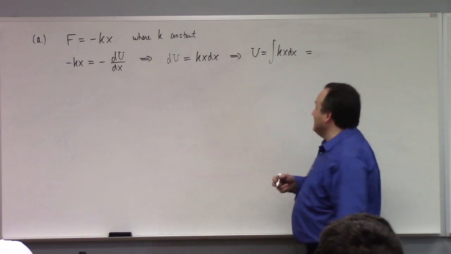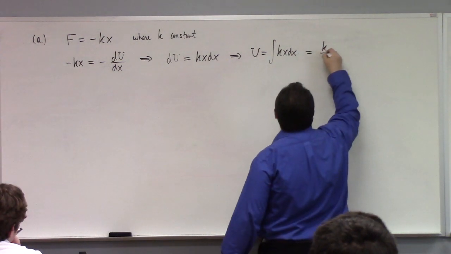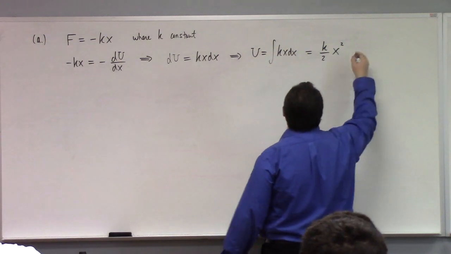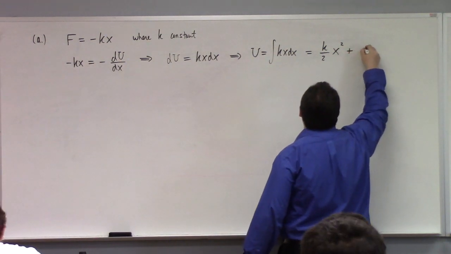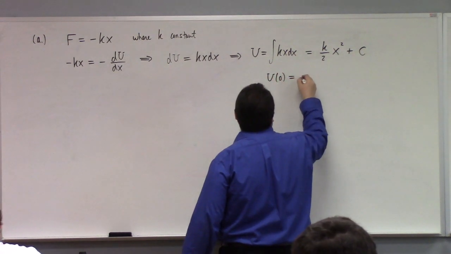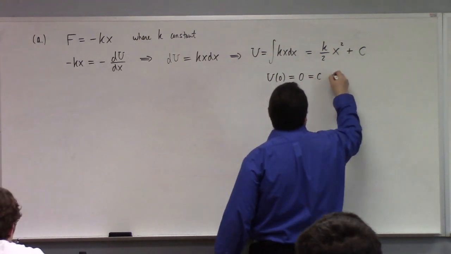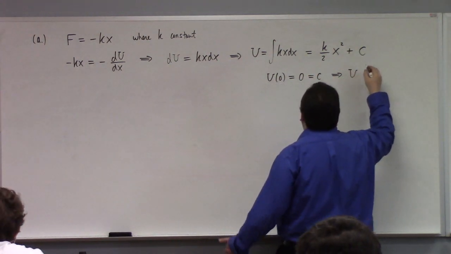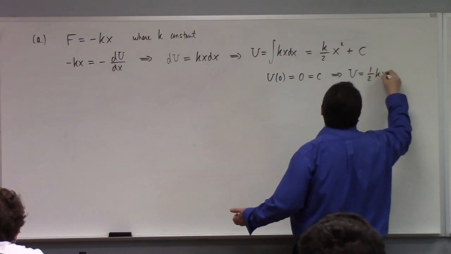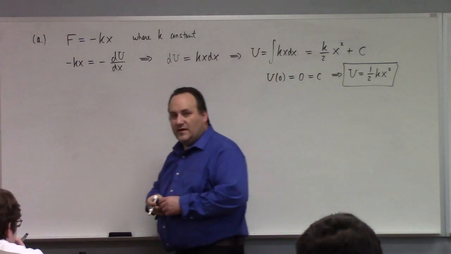Would the first part be k over 2 x squared? There you go. I mean, we can add a constant if we want. But if we want the potential energy to be 0 at 0, that makes c equal to 0. So there's always ambiguity. There's a freedom here in how you define your potential, but that's it. Just that 1/2 kx squared.